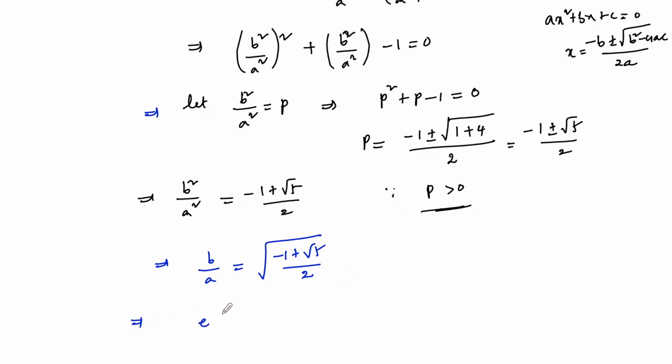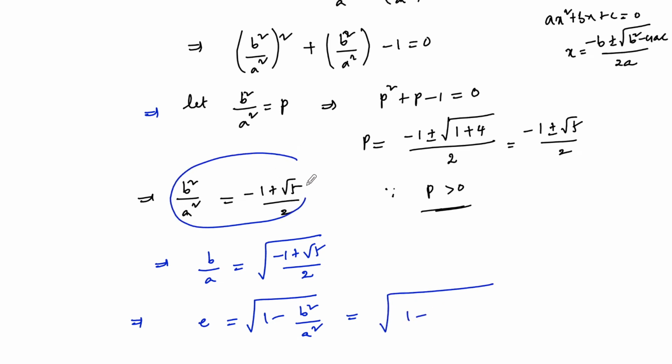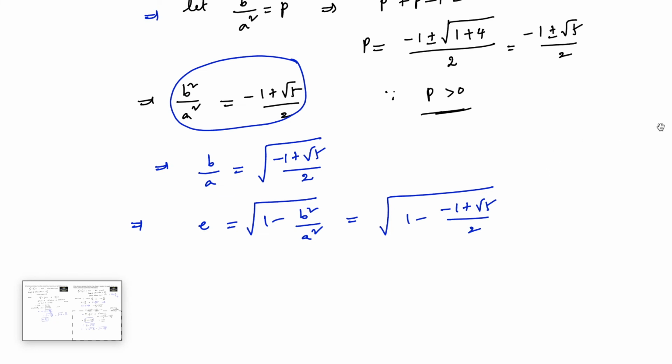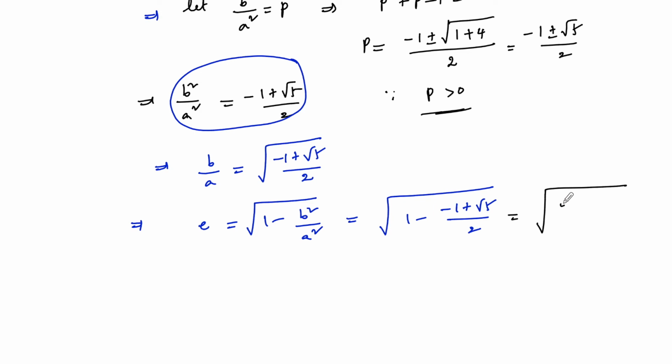And we have eccentricity e is equal to under root of 1 minus b square by a square. Let us substitute this: 1 minus of minus 1 plus root 5 divided by 2, and simplifying we can write under root of 2 minus of minus 1, that is plus 1, and again minus root 5, divided by 2. So e is equal to under root of 3 minus root 5 divided by 2.